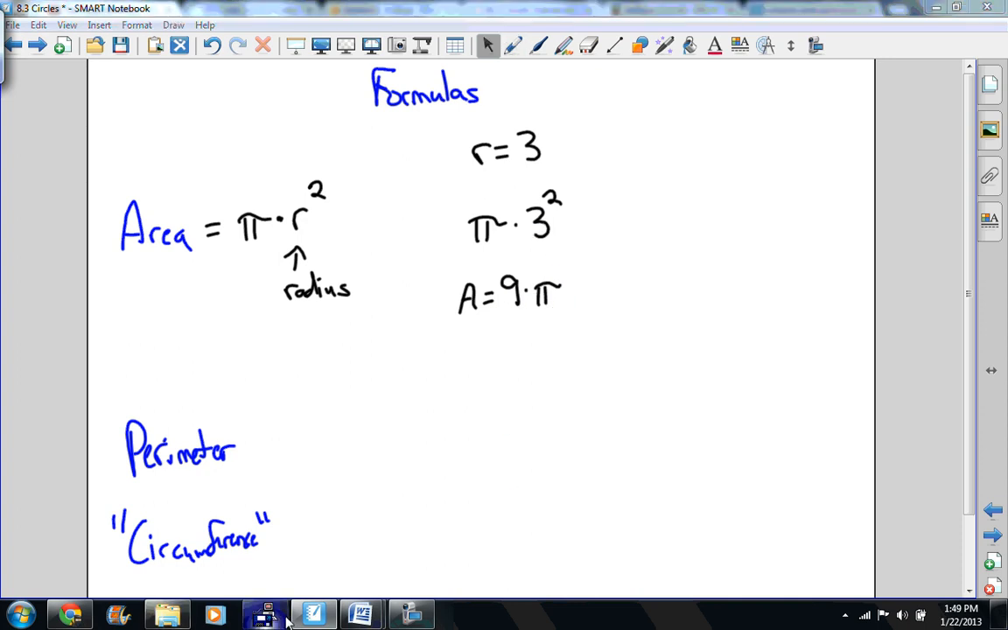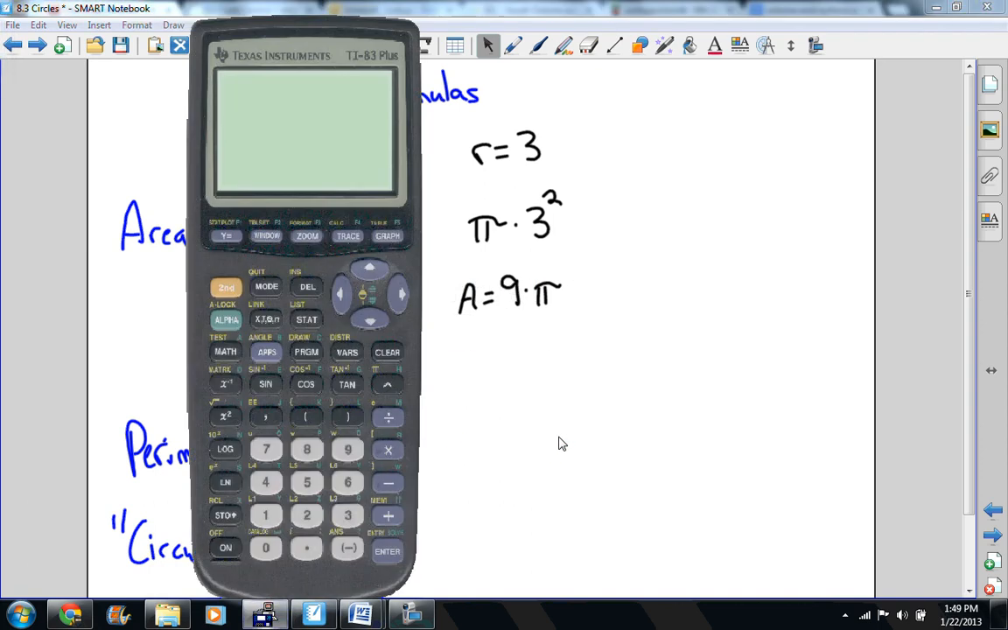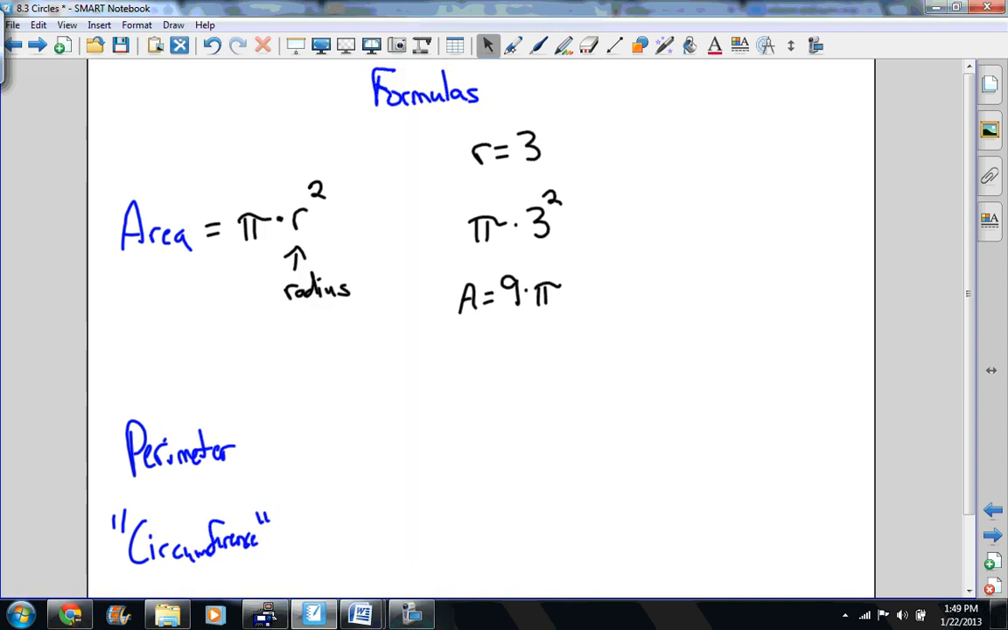You could do that by clicking 3.14, or even better, if you use one of my calculators, the pi button is right there. So I go 9 times pi, and that gives me about 28.27. Okay? I'm going to be really okay with either.